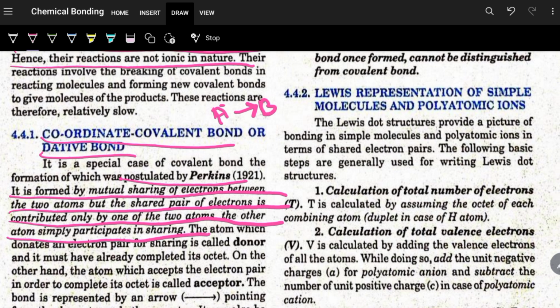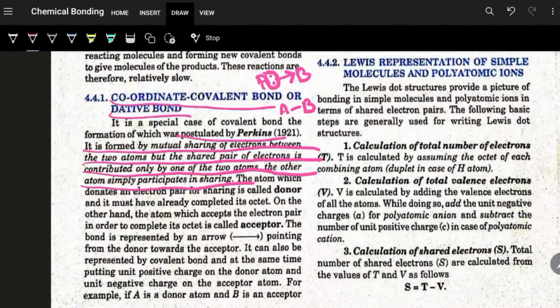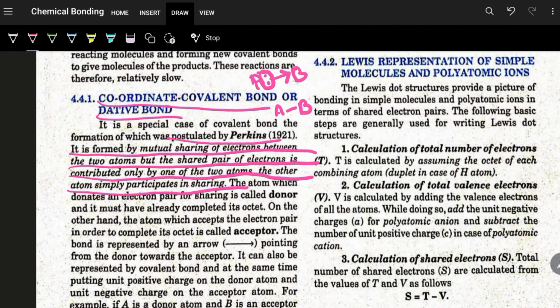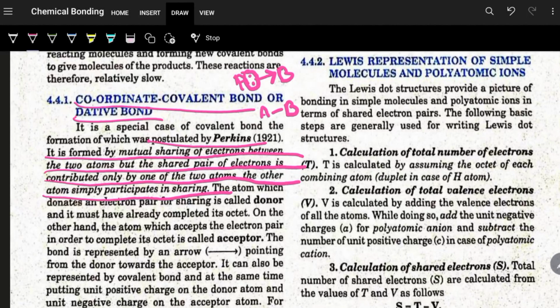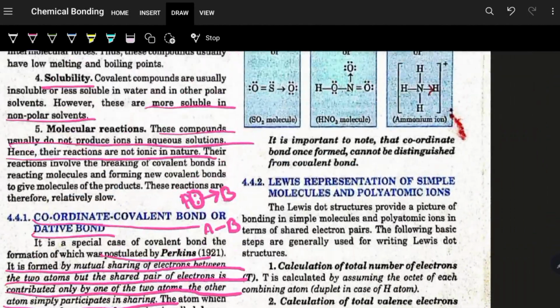So it goes like this. Now, if A is the donor atom, it donates its lone pair to B. After the donation, those two electrons are mutually shared. So the one which is donating the electron pair is the donor atom. The one which is accepting is the acceptor atom. And why is it named coordinate covalent? Because after its formation, the electron pairs are shared.